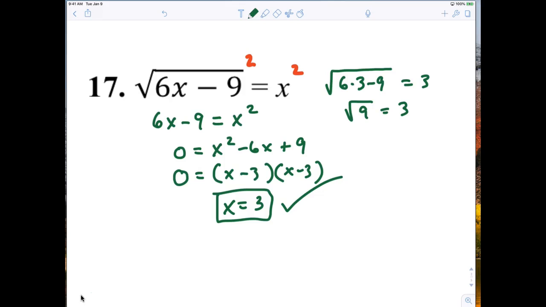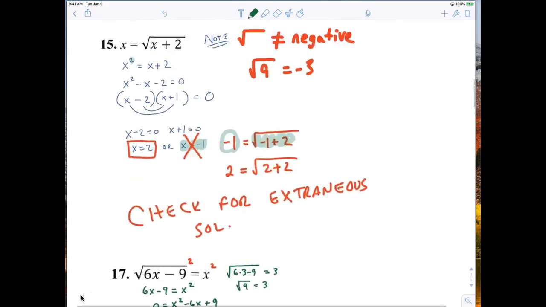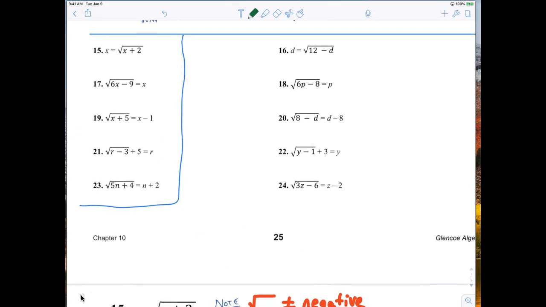All right, that's not bad. All right, let's grab 18. Let's see if it's getting any harder. Or 19. Yep, it is.